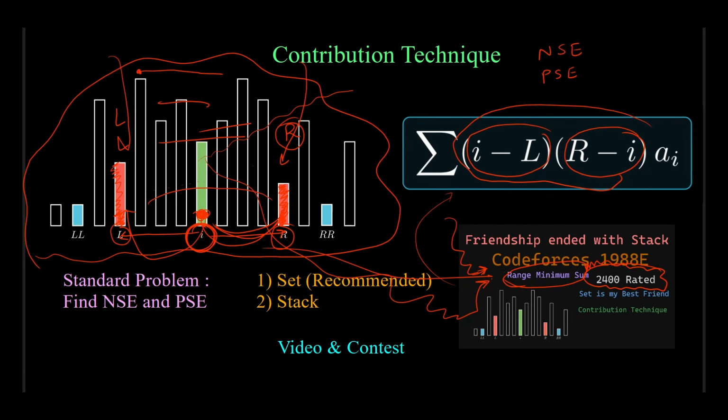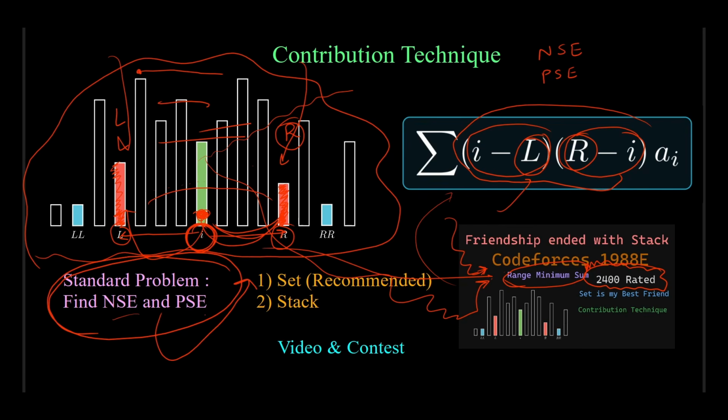Because all we need is an algorithm to compute these, and once we have this L and R, we don't care about how this L and R came through, right? So you might as well assume that they came from a template, just like a segment tree. So yeah, that is what I said, that this is just a standard problem for finding the NSC and PSC, and it has two approaches.